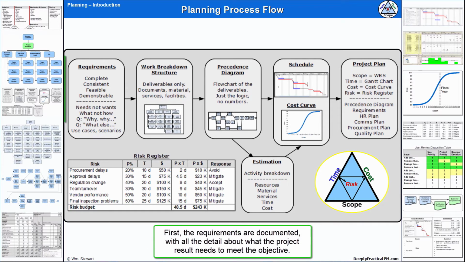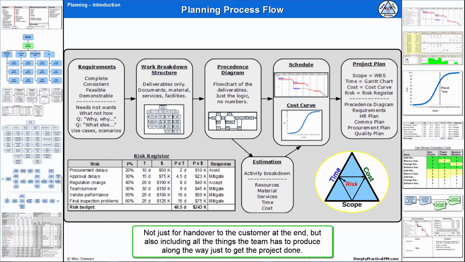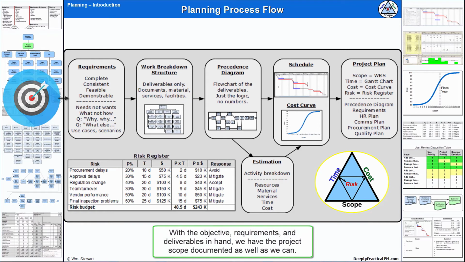First, the requirements are documented, with all the detail about what the project result needs to meet the objective. Then, the work breakdown structure is prepared, a graphic showing all the deliverables that will be produced during the project, not just for handover to the customer at the end, but also including all the things the team has to produce along the way just to get the project done. With the objective, requirements, and deliverables in hand, we have the project scope documented as well as we can.